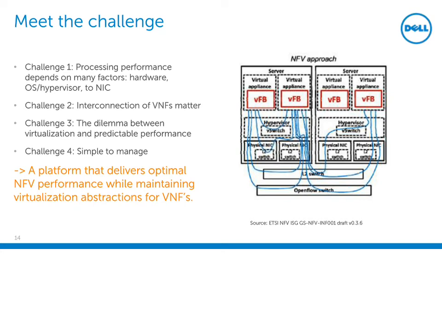Challenge number 3 is really the dilemma between virtualization and predictable performance. And the virtualization naturally, or in a traditional way at least, creates additional overhead and creates the uncertainty or the distance between an application and the actual computing resources. So there's an uncertainty introduced in between. So that reduces the predictability as well as the overall performance. And the number 4 challenge, I think it has to be simple to manage.